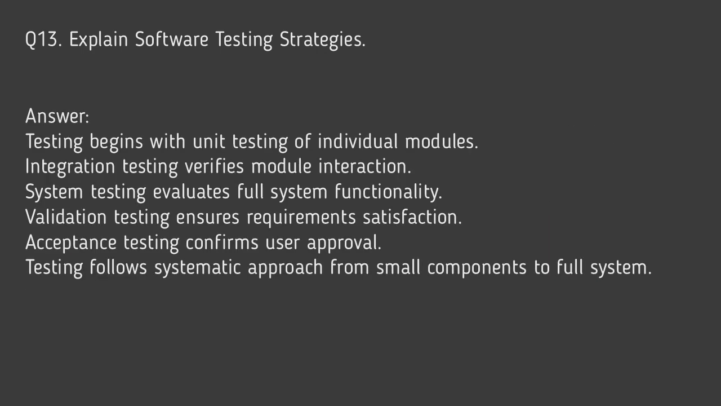Software testing strategies follow a structured process, starting with unit testing, followed by integration testing and system testing. Validation ensures the software satisfies requirements, while acceptance testing confirms that the final product meets user expectations before deployment.